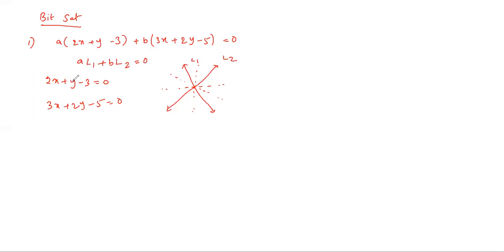So multiply the first equation with 2: 4x + 2y - 6 = 0. By subtracting, we get -x + 1 = 0, so x = 1. Putting x = 1, the y value is also 1. So the point of intersection is (1, 1).